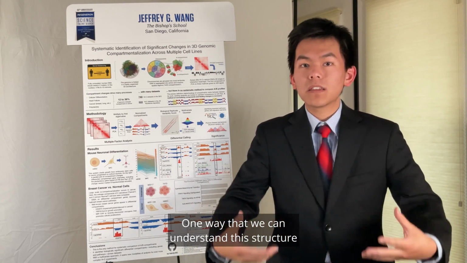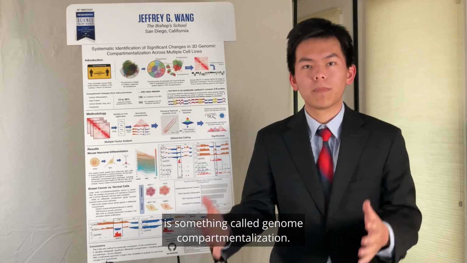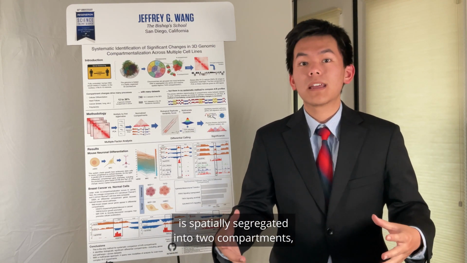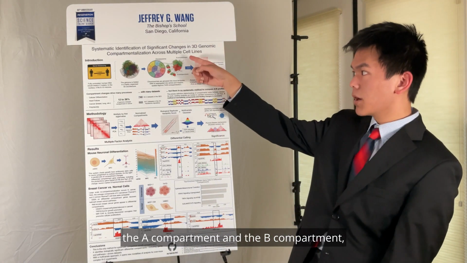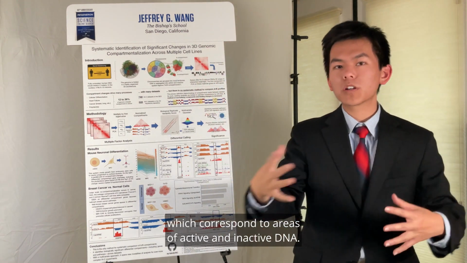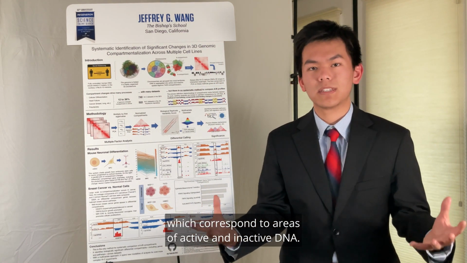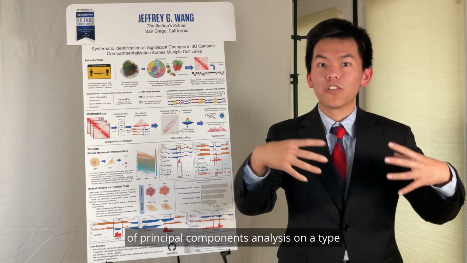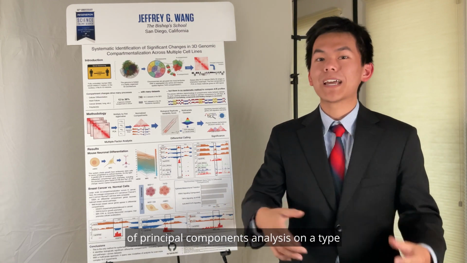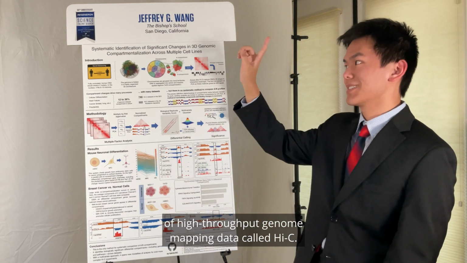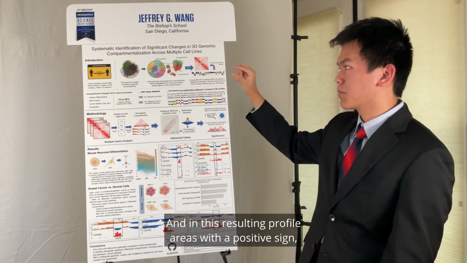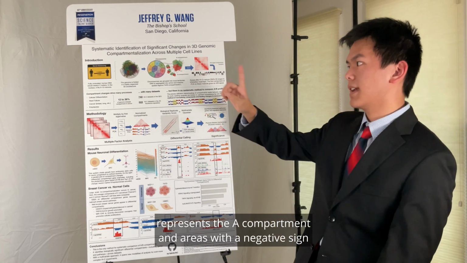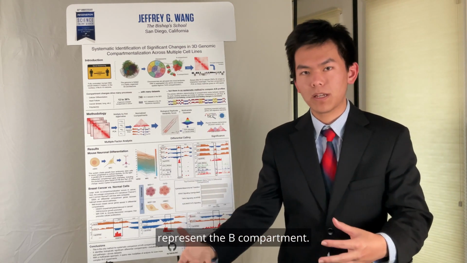One way that we can understand this structure is something called genome compartmentalization. Previous research has shown that the genome is spatially segregated into 2 compartments, the A compartment and the B compartment, which correspond to areas of active and inactive DNA. We can identify compartments by taking the first eigenvector of principal components analysis on a type of high-throughput genome mapping data called Hi-C. And in this resulting profile, areas with a positive sign represent the A compartment, and areas with a negative sign represent the B compartment.